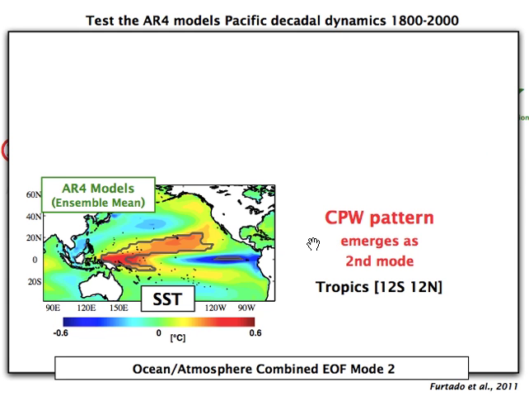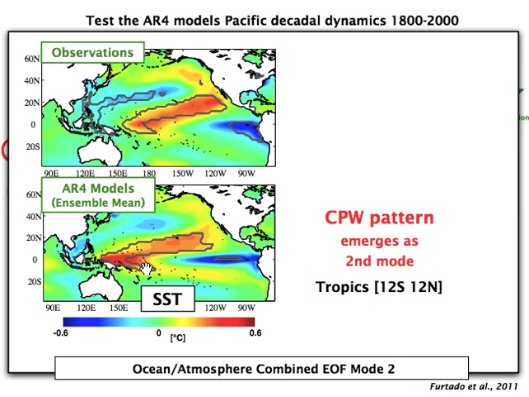So here is an ensemble mean of the Central Pacific warming pattern that emerges as the second dominant mode of variability of the tropics for these models, which in this case was extracted using a combined EOF analysis of the ocean and atmosphere. So this is the Central Pacific warming pattern. We can compare it to observations. We can look at the center of action, and we find that the model's center of action is typically displaced far to the east with respect to the observations.